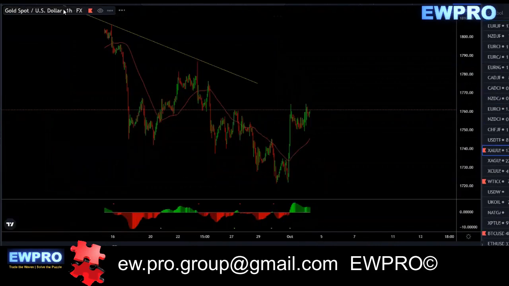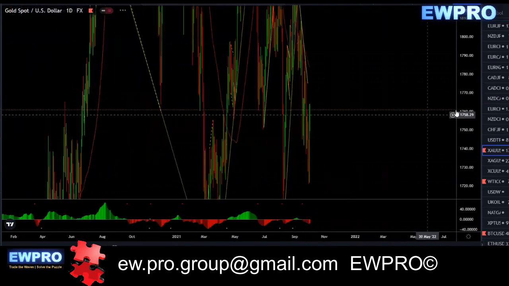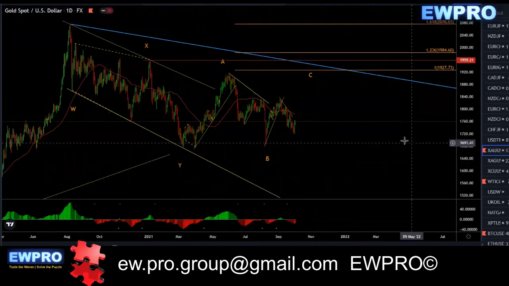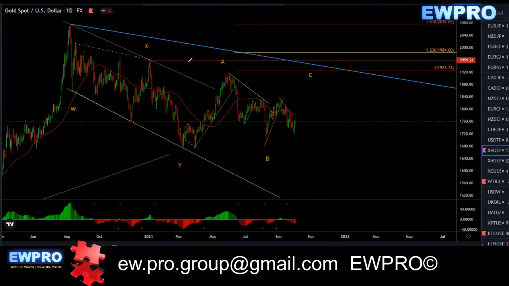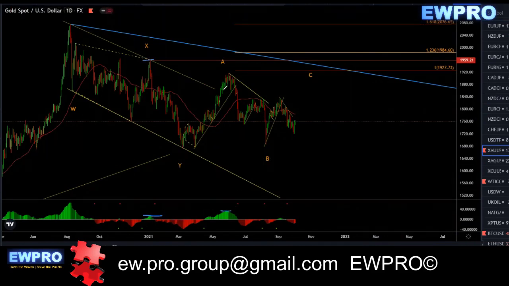Looking at the gold on the daily. So this didn't play the game either. Like I've been saying for ages, we were looking for that bear hidden here to go and break that low. It didn't quite break the low over here. So now we have to look at it as an A, B, C in the B wave. And then we're looking for that A, B, C.